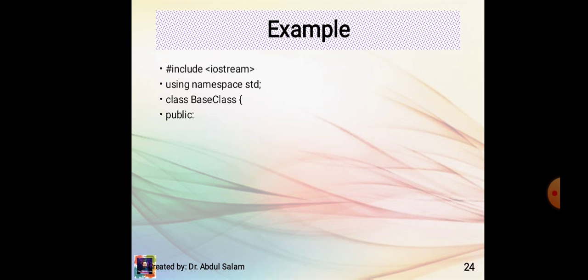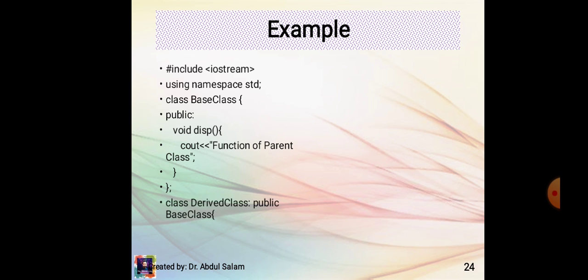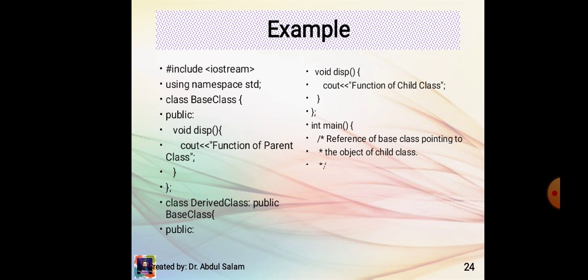iostream, using namespace std, class base class. Then public class derived class public. Just take a look.